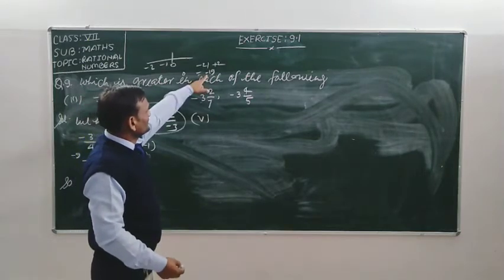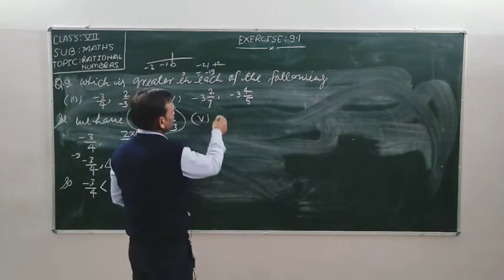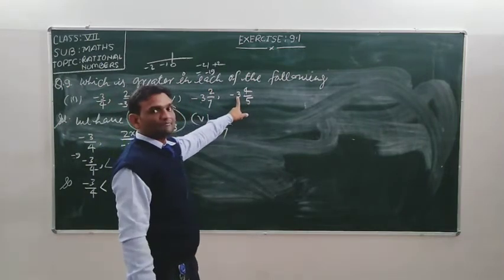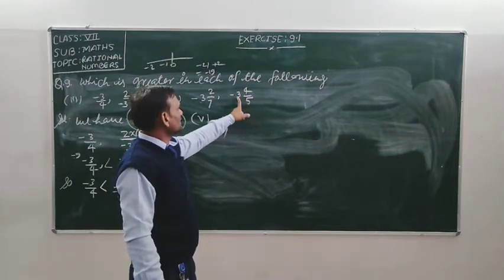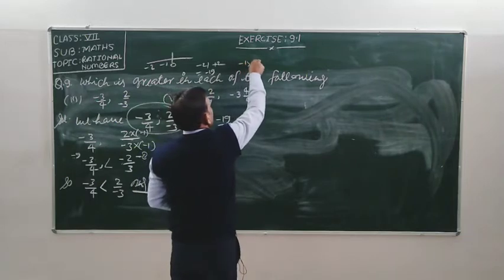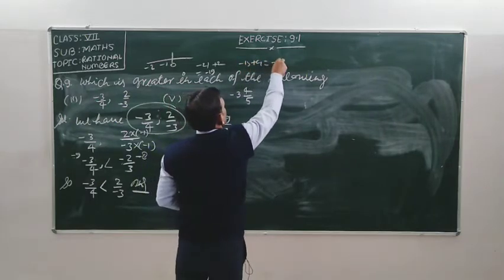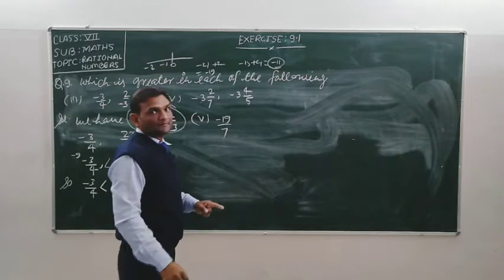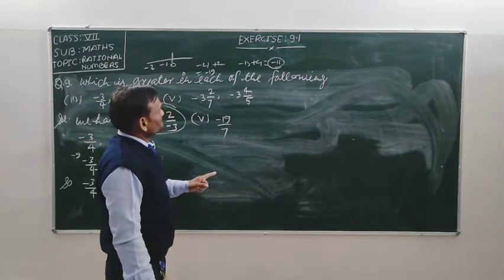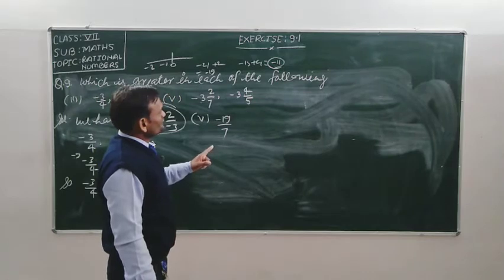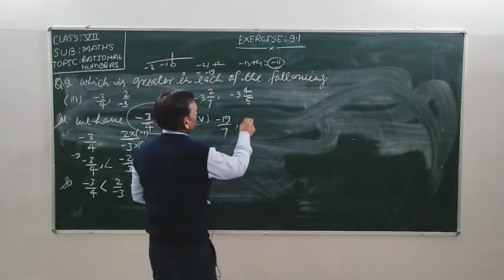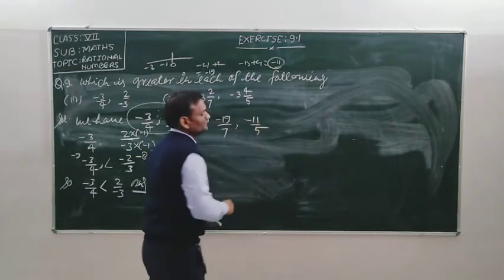Minus 19 upon 7, this is minus 19 upon 7, and this is 5 times 3 is 15, minus 15 plus 4, that is minus 11. So this is minus 11 upon 5.